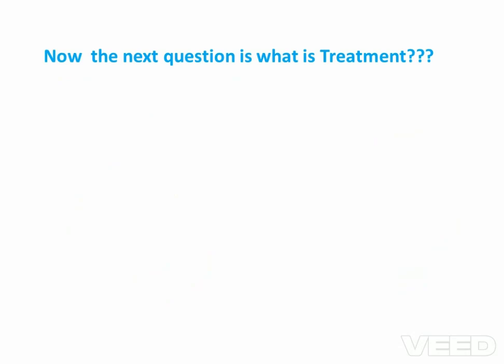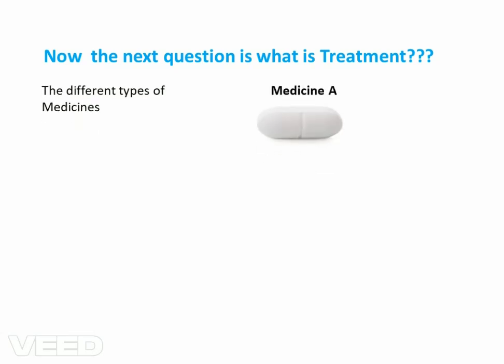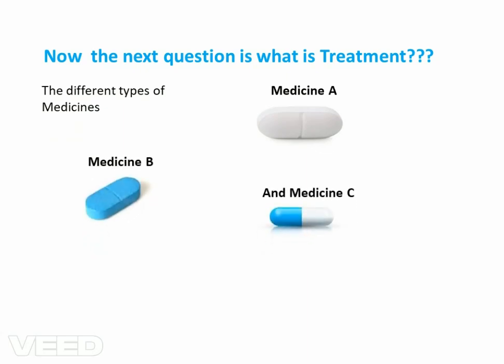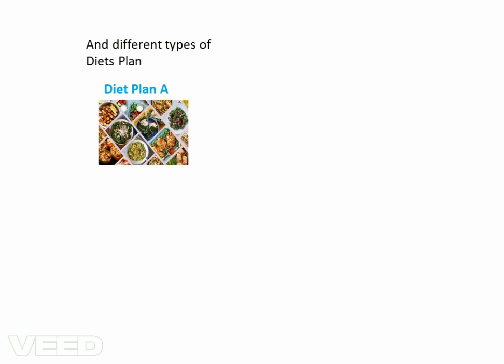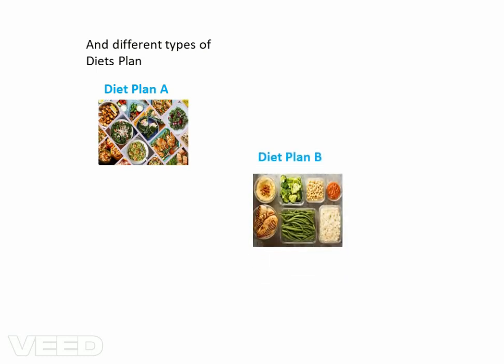Now the next question is what is treatment? The different types of medicines, medicine A, medicine B, and medicine C are called treatments of factor 1. And different types of diet plan, diet plan A and diet plan B, are called treatments.